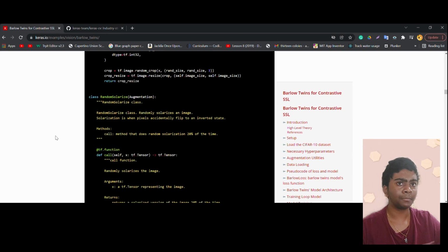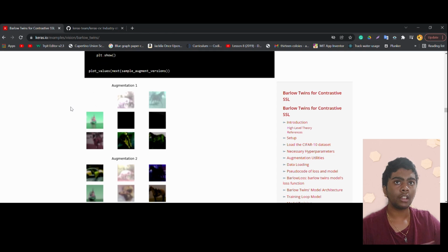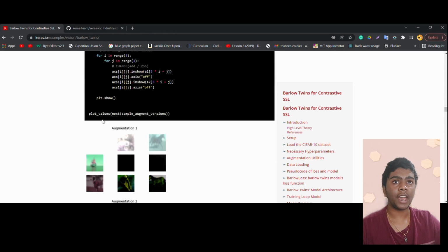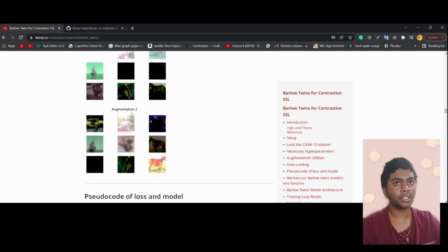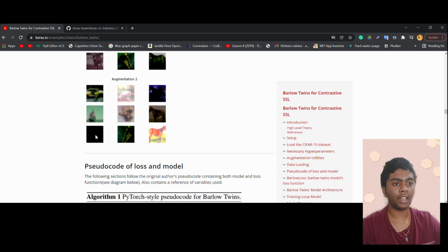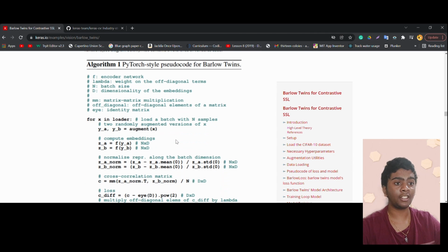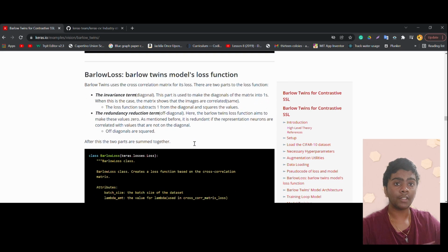So let me scroll down. And then this is our data loading architecture. As you can see, this is our code to present, and we get two different types of augmentations of the same image. You can see this image and this image are the same reference image, except one's more distorted than the other. I've noticed that some of the images can be extremely dark or extremely light, but I don't think that's affected the accuracy as much as one might expect. And so here is the pseudocode for the loss function, and here's a little reference. And this is the loss function, as you can see.